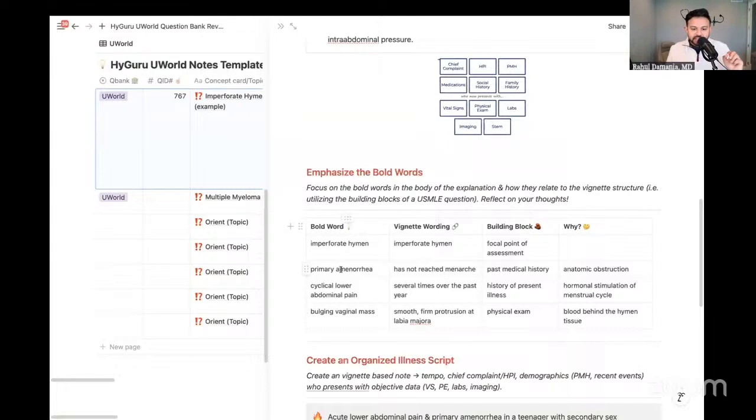So that should relate to primary amenorrhea. And where did you see that in terms of building block? That was in her past medical history. Now, this column is extremely important, especially if you're studying for Step 2.